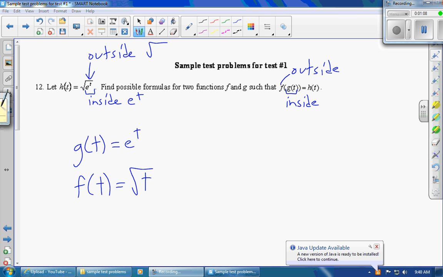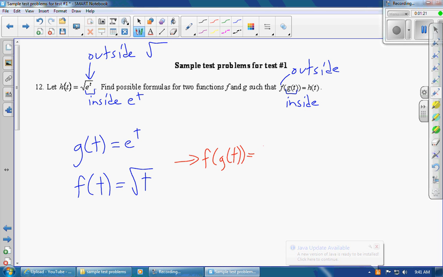And we can check and see that if we compose those two functions and do f of g of t, we do get exactly what we want. We get the square root of e to the t. Because this says take f of g of t, we've already decided g of t is e to the t, that's here. And f is the function which just takes the square root of whatever you give it. So it's the square root of e to the t, which is exactly what we wanted.